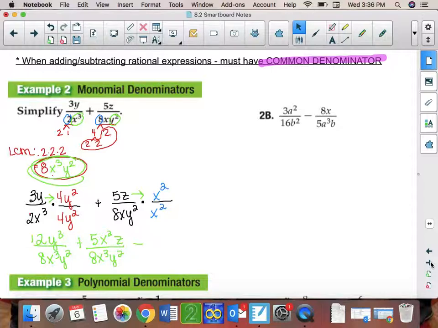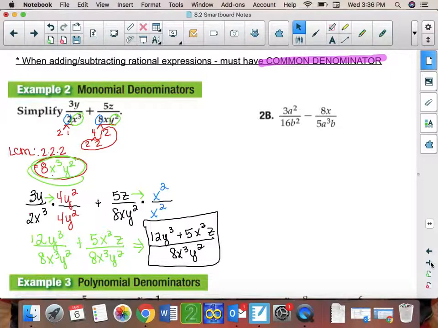And the way we're going to write that, our final answer is going to be as one fraction. So I can't put those together because they're not alike. So I'm just going to write 12y cubed plus 5x squared z all over 8x cubed y squared. Because when I add or subtract fractions, once the denominator is the same, the denominator stays as is, and I add or subtract the top.